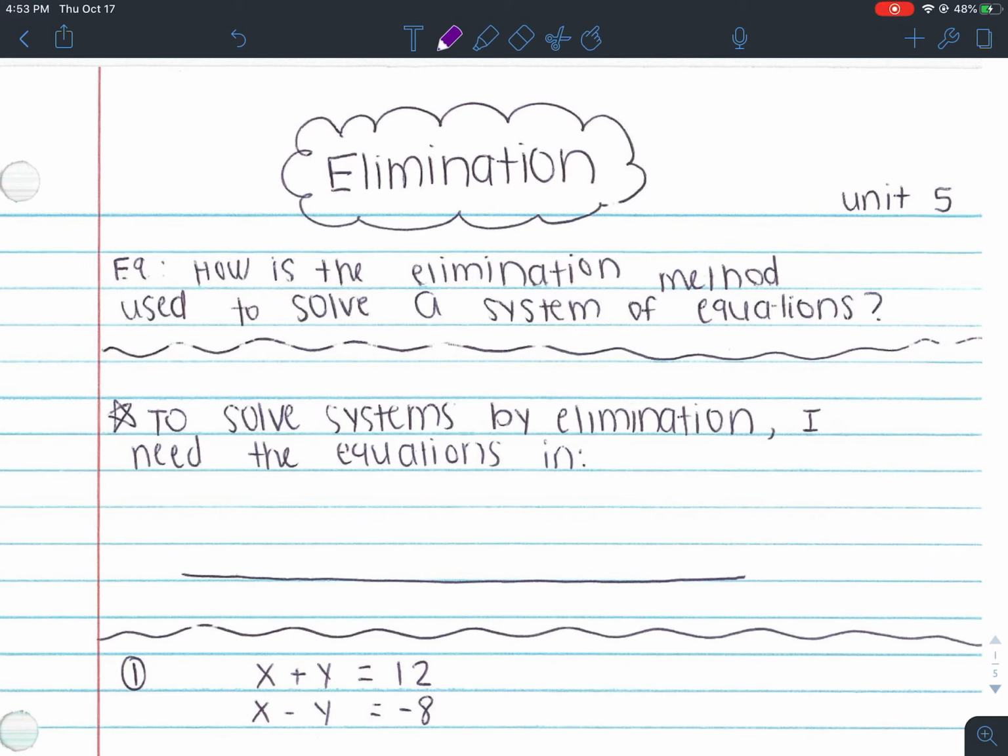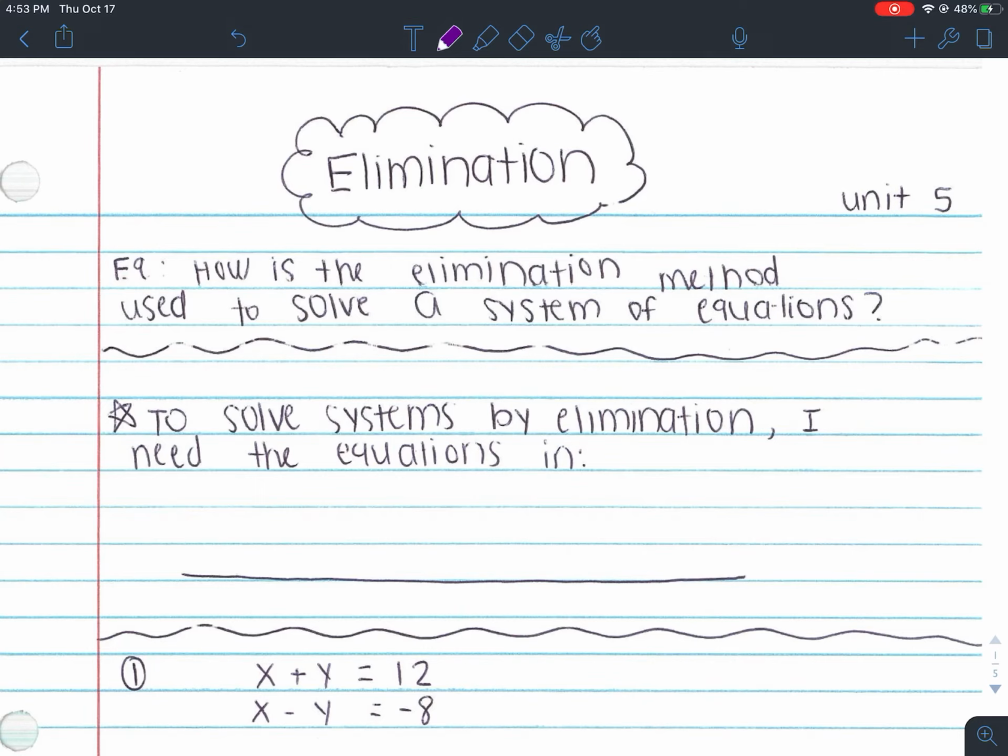So the first method that we learned to solve systems is by graphing. We would graph the equations or inequalities. We would put them on the graph and see where they intersect, and wherever they intersect is where the solution is. And if they don't intersect and they're parallel, there's no solution. And if we graph both lines and they're the exact same line, we have infinitely many solutions.